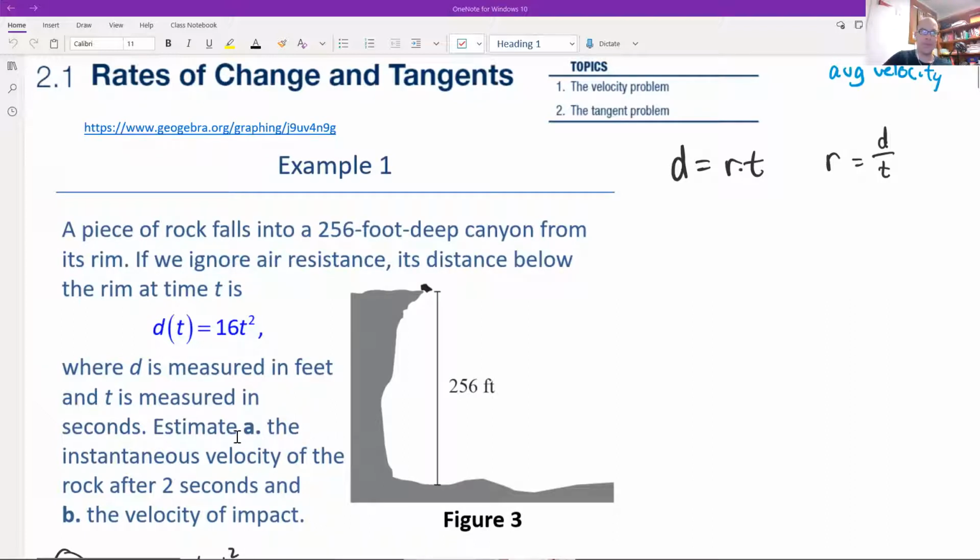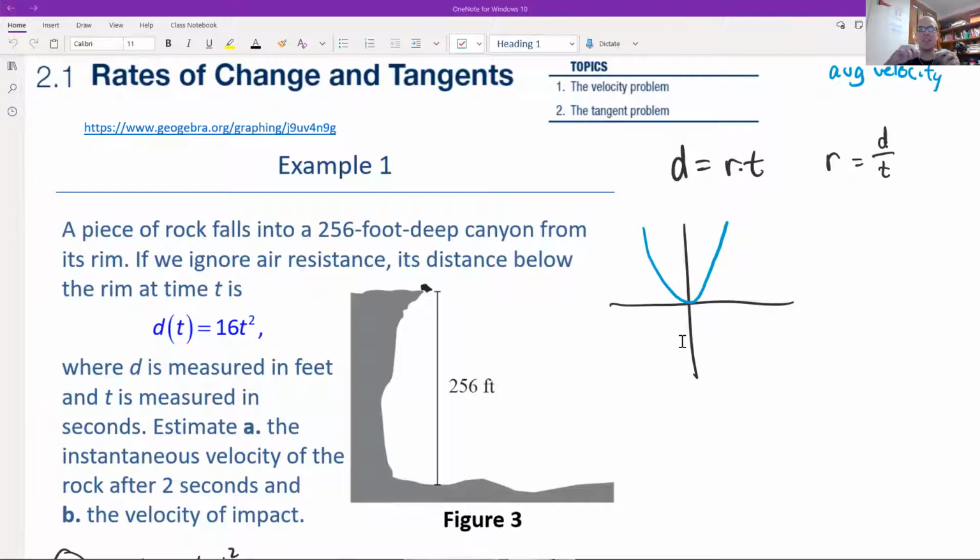We are going to estimate the instantaneous velocity of the rock after 2 seconds and the velocity when it actually impacts the ground. So what are our options here? We've got this function d equals 16t squared, which means if I draw a sketch of what I think this would probably look like, it's going to be a parabola. It's going to hit the origin because we don't have any pluses or minuses there. It's going to be stretched out. But yeah, it's a parabola.